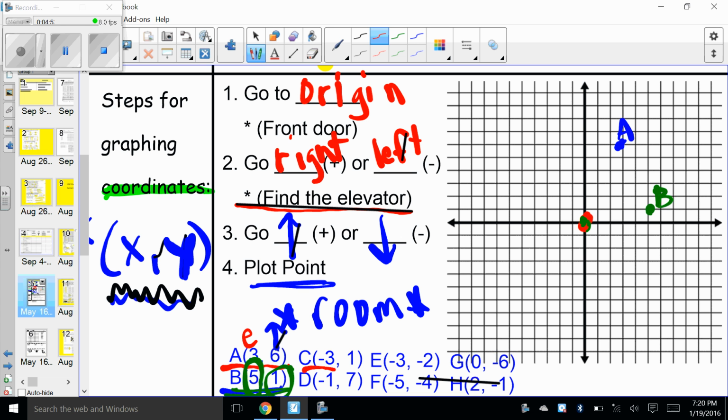Player C is staying at -3-1. That's the elevator. The elevator is located at -3, and then we go up one floor. So we go left 1, 2, 3, up one floor, and there's player C. Player C is staying there. Why don't you go ahead and try to graph player D? Where is player D staying?